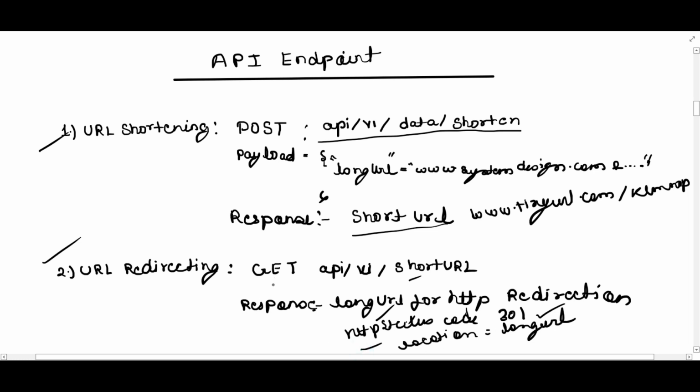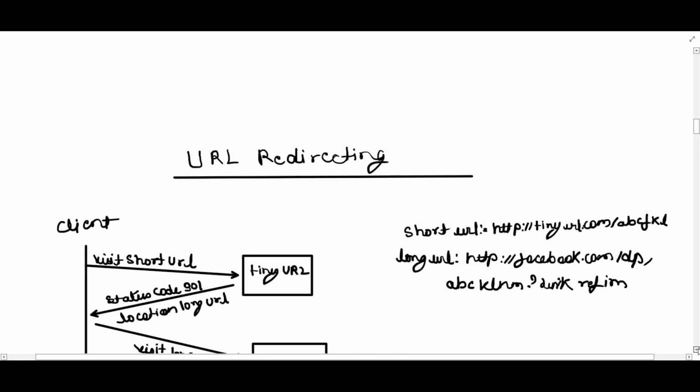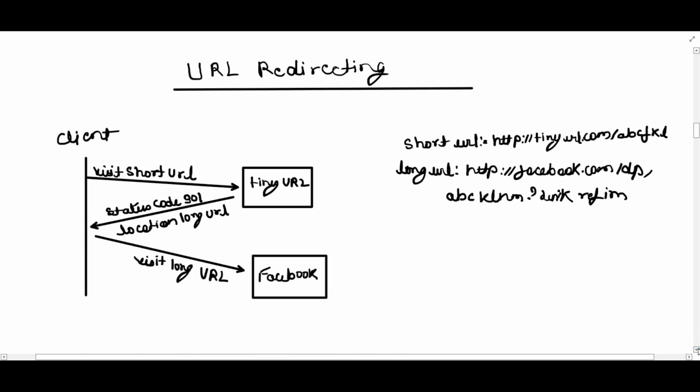So when we hit the GET on this short URL, in the response we will get the HTTP status code 301 and the long URL. So it will automatically redirect the browser to the long URL. So we'll see one request-response flow to understand better. So let's proceed further. Here I have given one example for URL redirecting. Suppose we have this short URL, tinyurl.com/abcdklf.